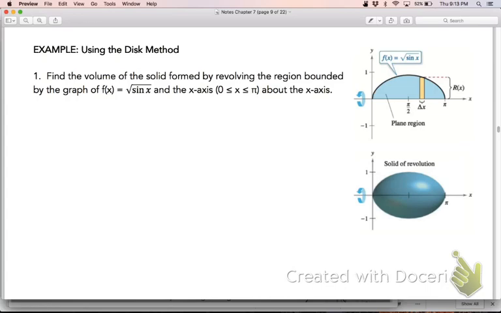And we want to rotate that, so we're bounded by this graph and by the x-axis. So here's our region. And now we want to rotate that around the x-axis, and we're going to obtain this solid of revolution. It looks a little like a silly putty egg or something.